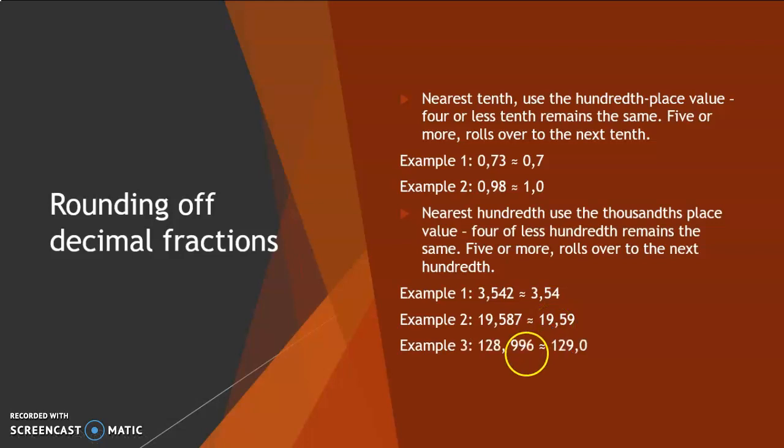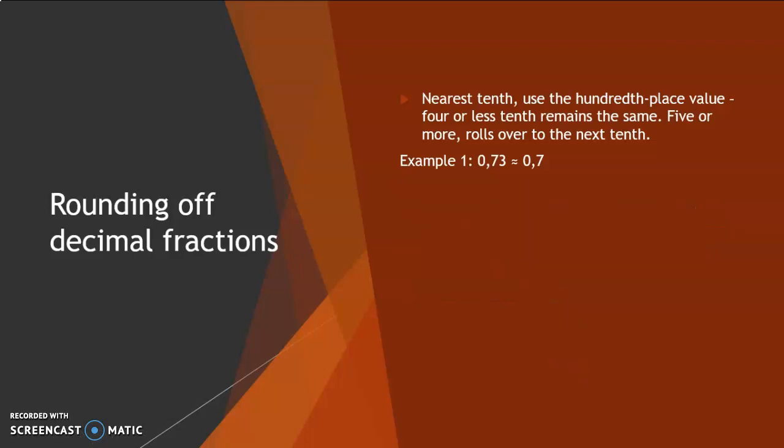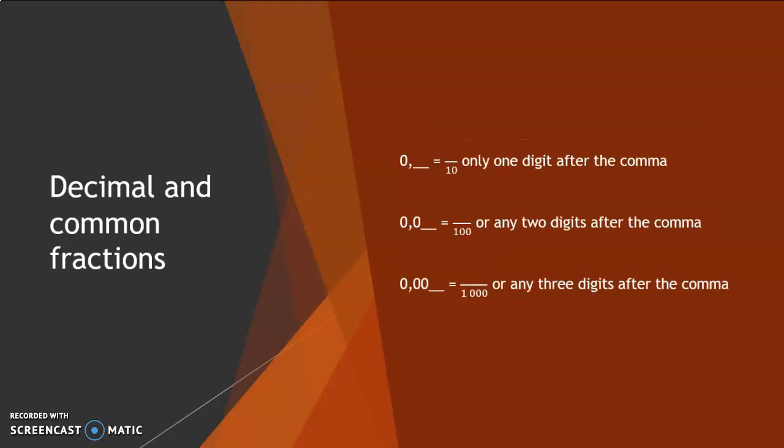If we look at the last example, I have 128,996. I will look at the 6. 6 is more than 5, so it rolls over to the next one. 9 becomes full, it rolls over to the next one. That 9 is full, it rolls over to my units, which then will become 129.